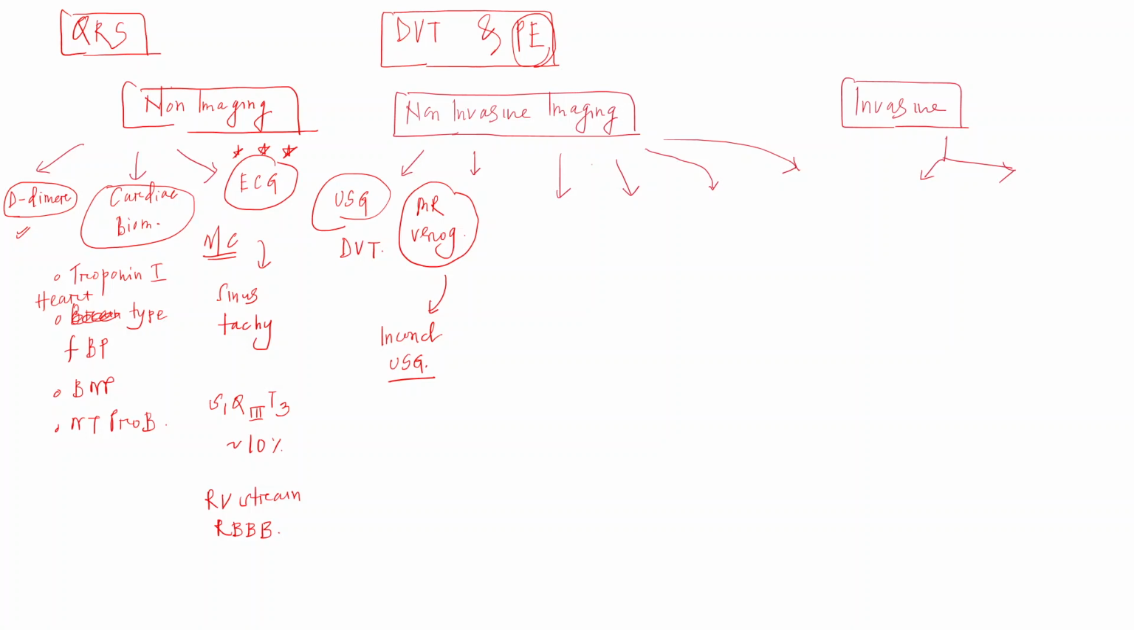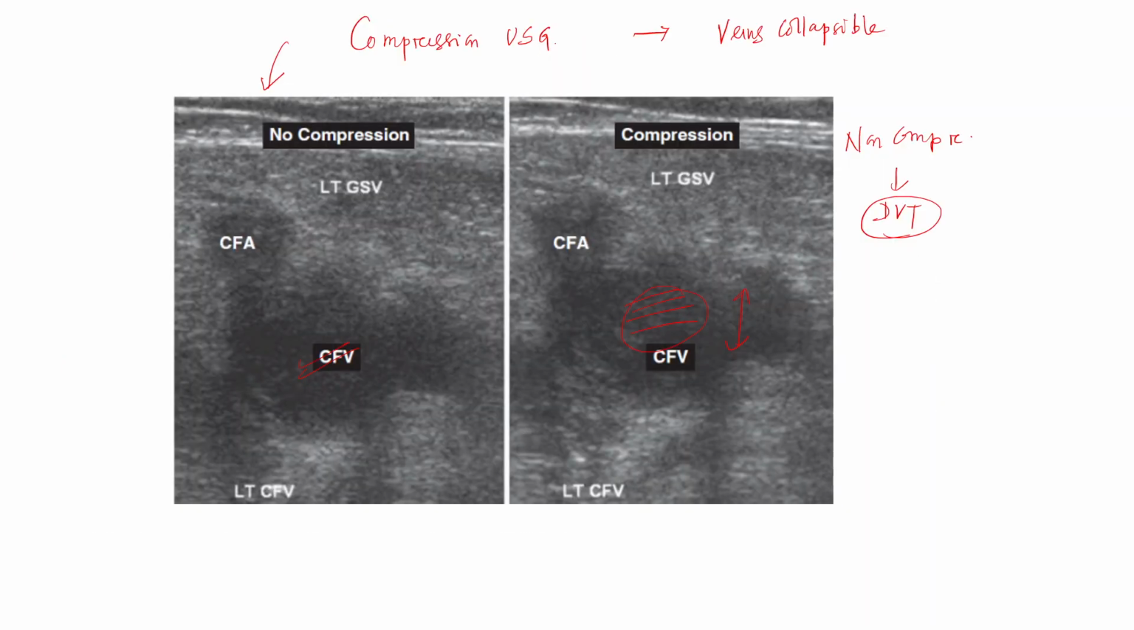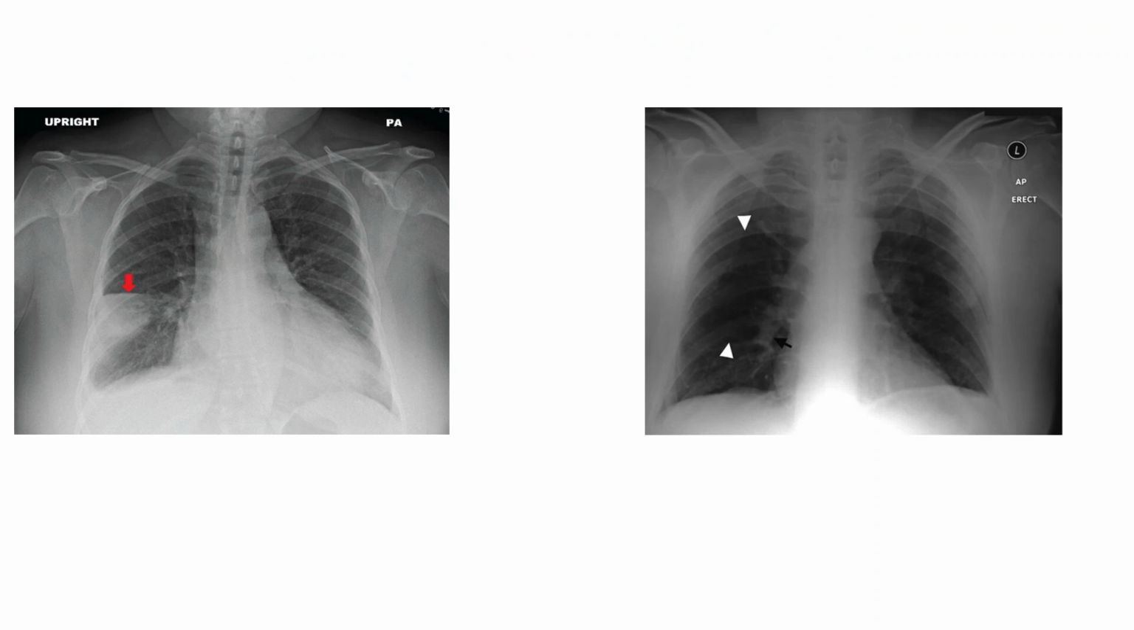Now coming to the non-invasive imaging modalities for pulmonary embolism. We'll start with chest X-ray. On chest X-ray, there are three findings that you have to remember. This is known as Hampton hump. It is a wedge-shaped opacity. That is due to the infarct happening because of the arterial occlusion.